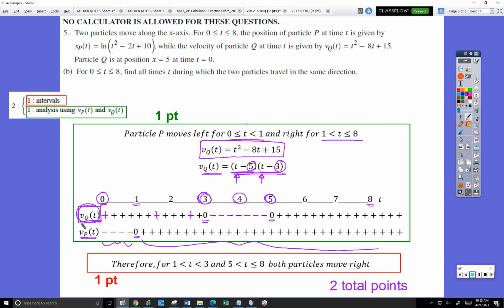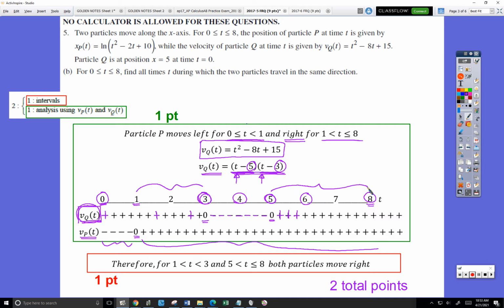Now we go from time 5 to time 8. We can just pick 6. 6 minus 5 would be positive. 6 minus 3 is also positive. Okay, so now I've got my sign charts. I'm looking for when both particles are moving right. Here's a time interval when both particles have a positive velocity, and here's another time interval when both particles have a positive velocity.